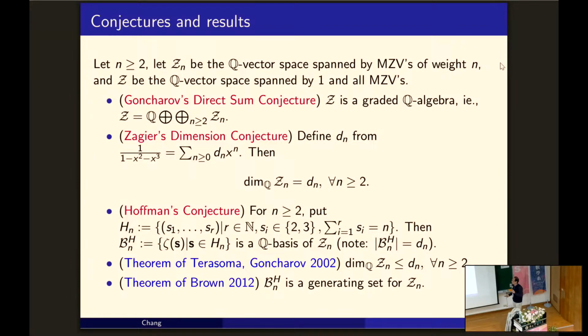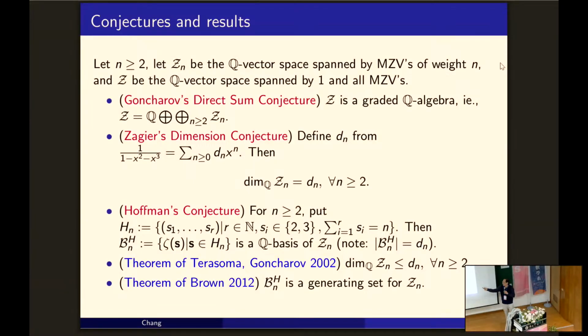And for the classical theory, I use one more minute to mention the central conjectures in the classical theories. One is the so-called Goncharov direct sum conjecture. If you put D_n to be the Q-vector space spanned by MZVs of weight n, and Z is the Q-vector space spanned by 1 and all MZVs, then the conjecture says that Z can be written as a direct sum. In this way, Z is a graded algebra, graded by weight. Namely, MZVs of different weights must be linearly independent.